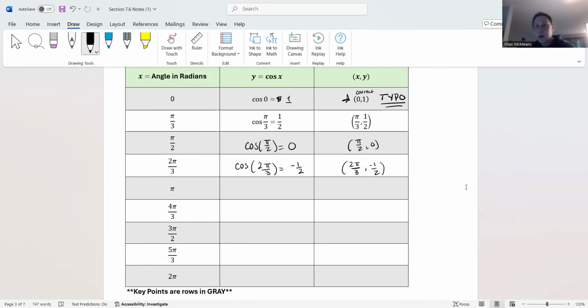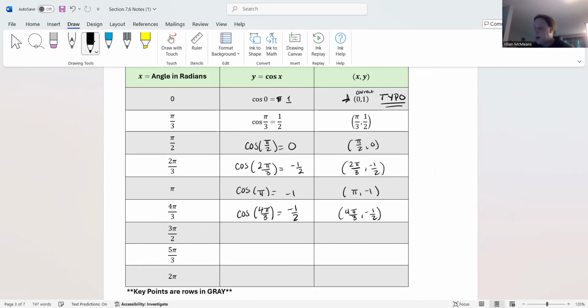Next, we're going to evaluate cosine at pi radians. So cosine of pi is equal to negative 1. So we get pi, comma, negative 1 as a point. Next, we're going to look at cosine of 4 pi over 3. So cosine of 4 pi over 3 is equal to negative 1/2. So we have 4 pi over 3, comma negative 1/2.